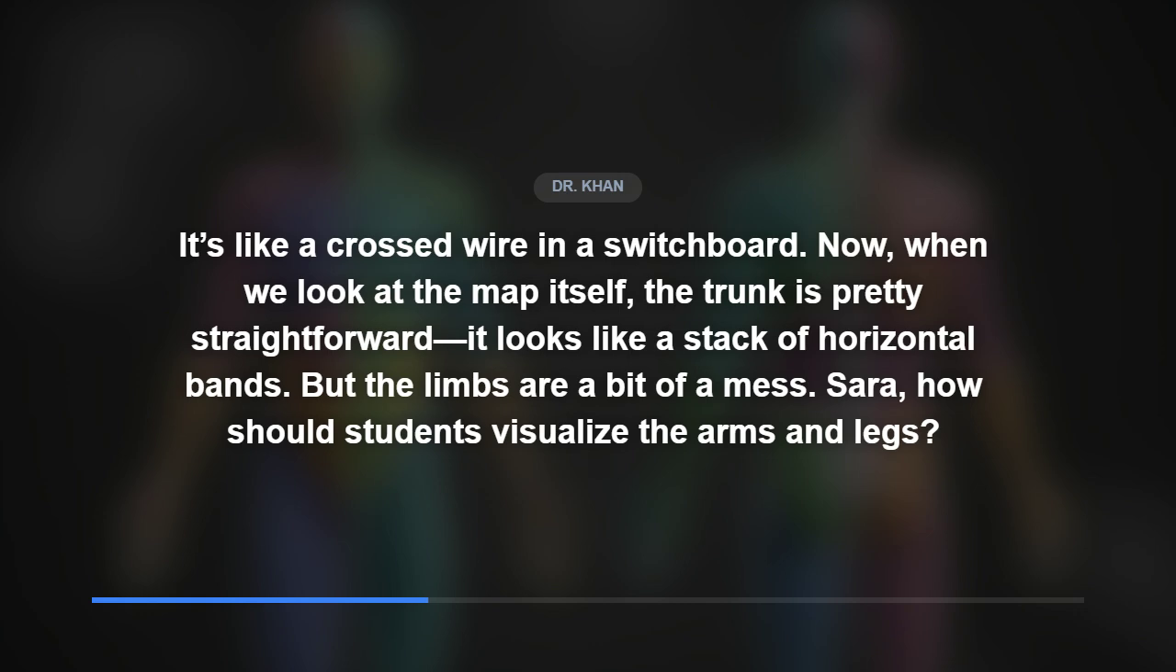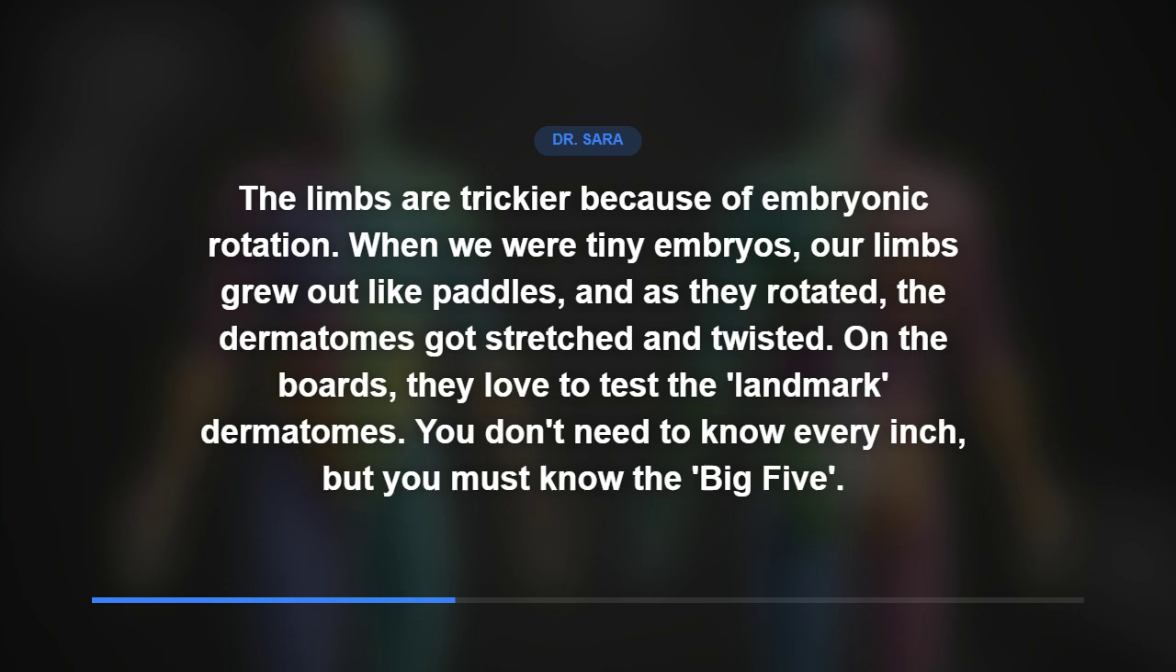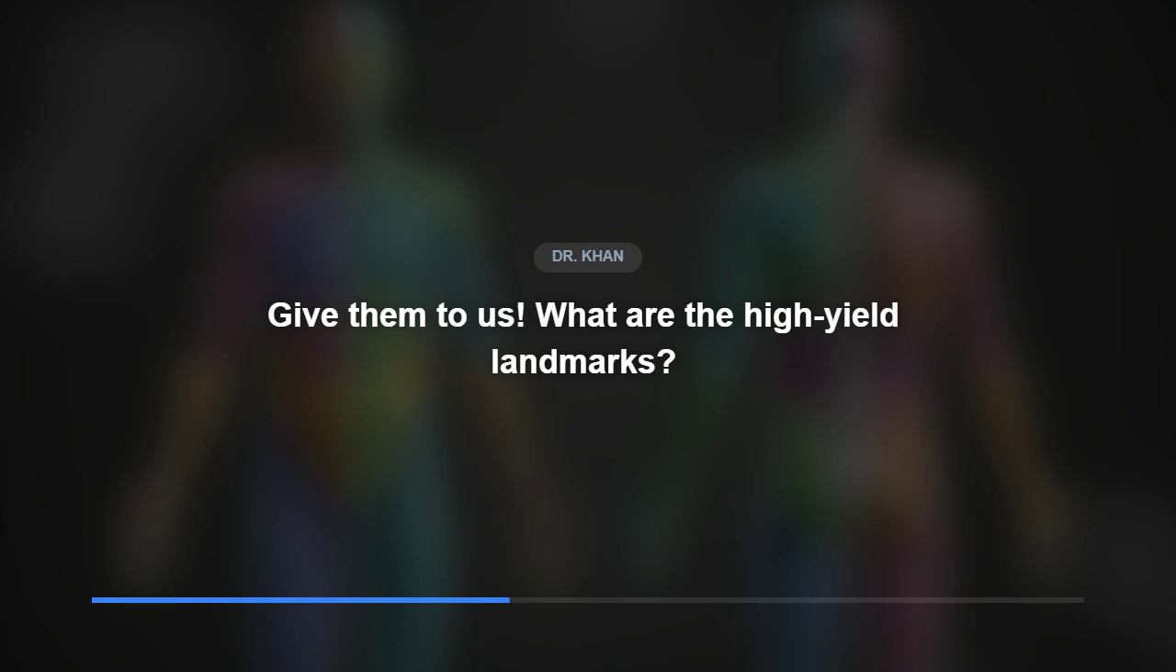Now, when we look at the map itself, the trunk is pretty straightforward. It looks like a stack of horizontal bands, but the limbs are a bit of a mess. Sarah, how should students visualize the arms and legs? The limbs are trickier because of embryonic rotation. When we were tiny embryos, our limbs grew out like paddles, and as they rotated, the dermatomes got stretched and twisted. On the boards, they love to test the landmark dermatomes. You don't need to know every inch, but you must know the big five.